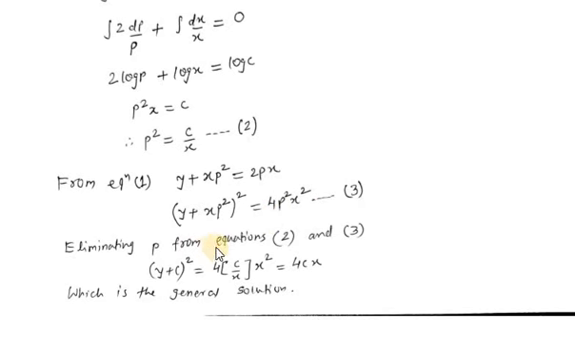Now eliminating p from equation number 2 and equation number 3. So this y as it is, and you can see that p square x is c. So replacing p square x by c, it will become y plus c the whole square, and that is equals to 4, and the value of p square is c by x into x square. So one time x will cancel out, the result is 4cx. So this is the general solution, that is y plus c the whole square equals to 4cx.